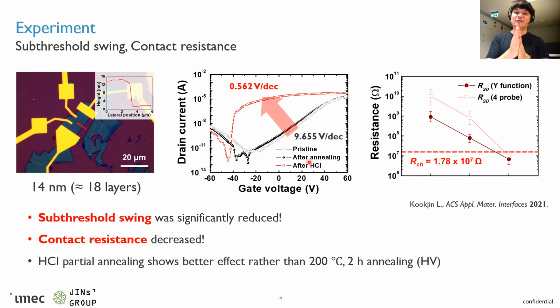Finally, let me talk about the experiment of this paper. It takes a long time for the experiment part. The channel thickness of the tungsten diselenide was 14 nanometers, which indicated 18 layers of tungsten diselenide.